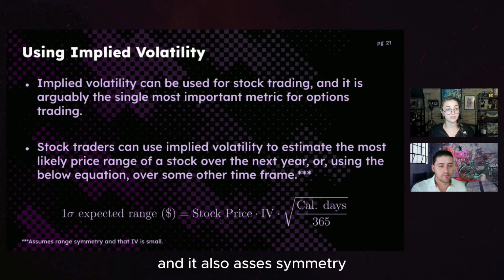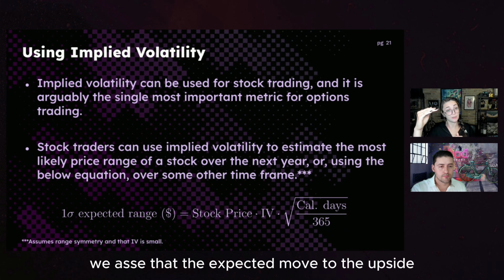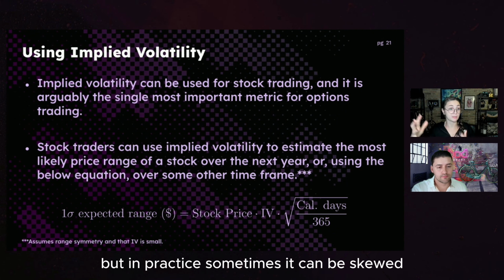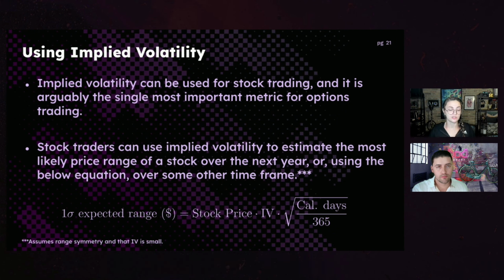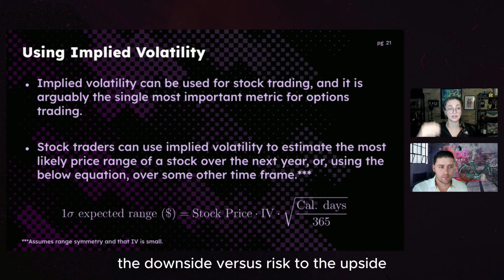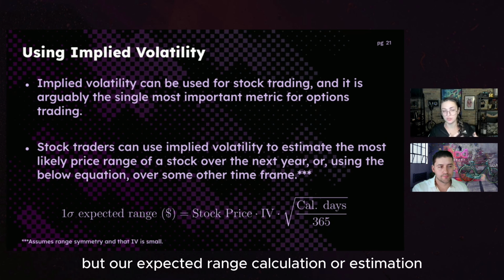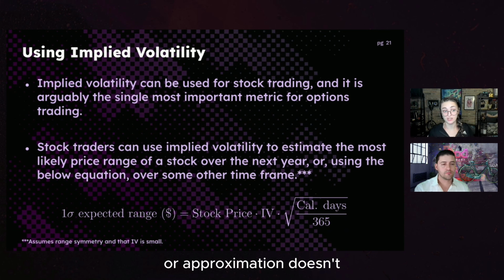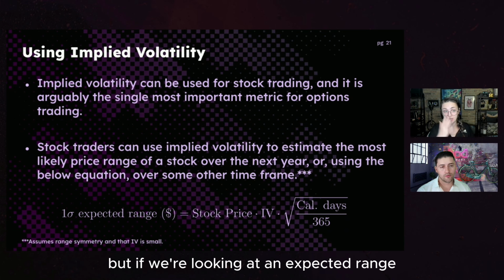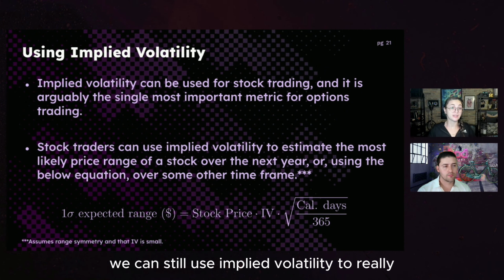And it also assumes symmetry. We assume that the expected move to the upside and the expected move to the downside are equally likely. But in practice, sometimes it can be skewed. So investors might be more concerned about risk to the downside versus risk to the upside. But our expected range calculation or approximation doesn't tell us that subtlety. But if we're looking at an expected range, we can still use implied volatility to estimate that.